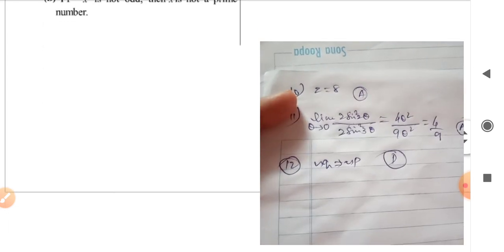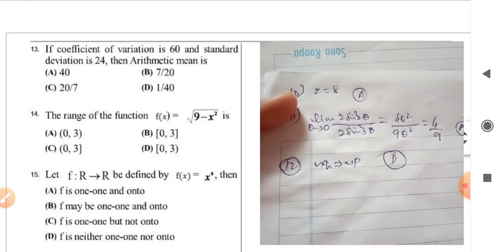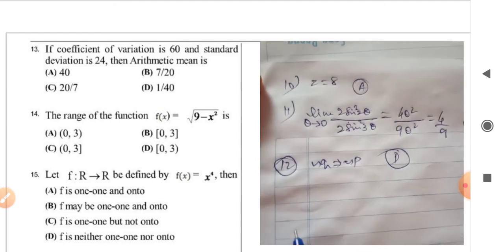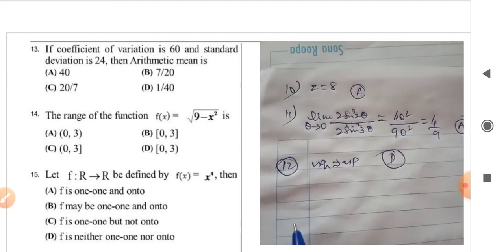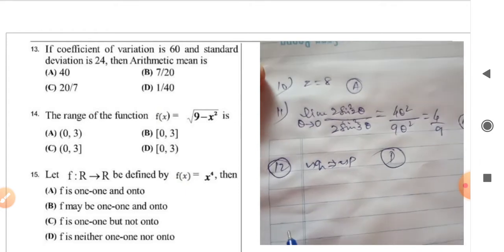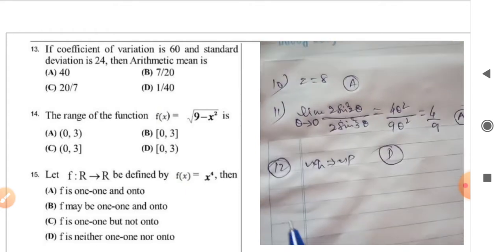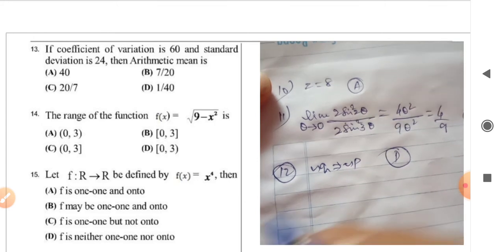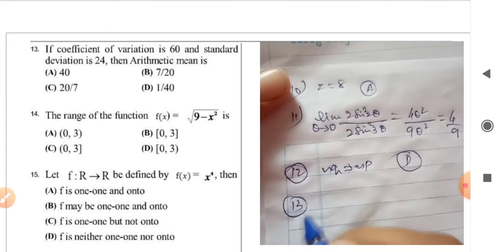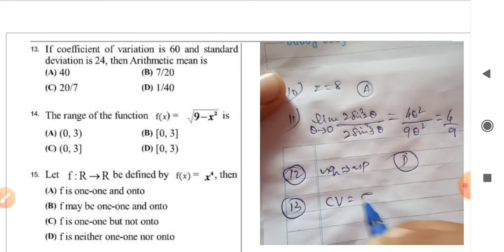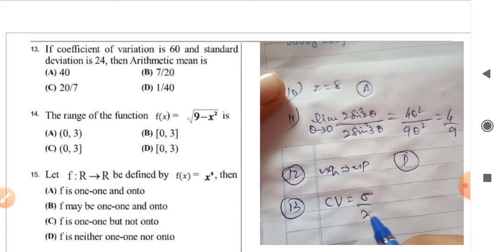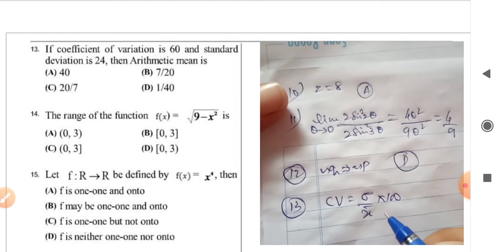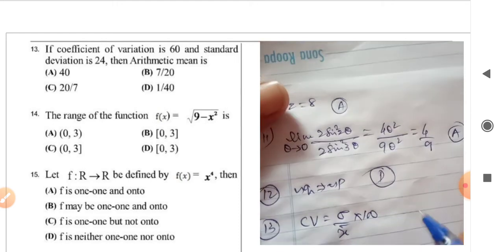Now I go for the 13th problem. In the 13th problem, look here, it's very simple. If the coefficient of variation is 60 and the standard deviation is 24, then find the arithmetic mean. You know the coefficient of variation CV equal to sigma by x bar into 100. Substitute all the values you know here and it is done. So substitute the values.